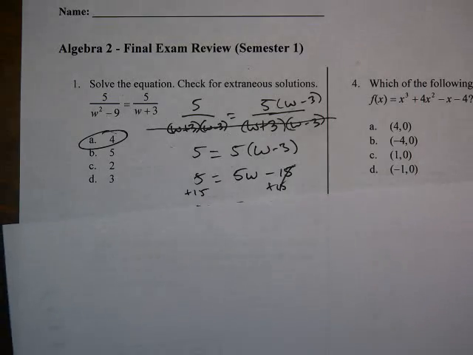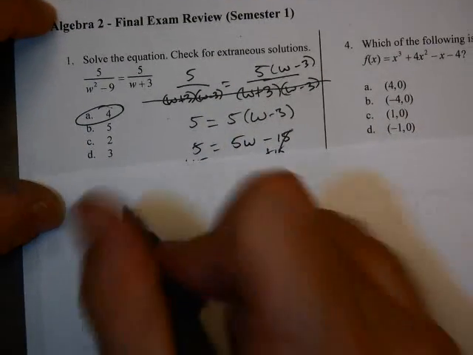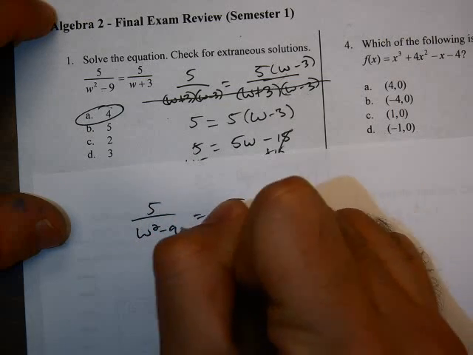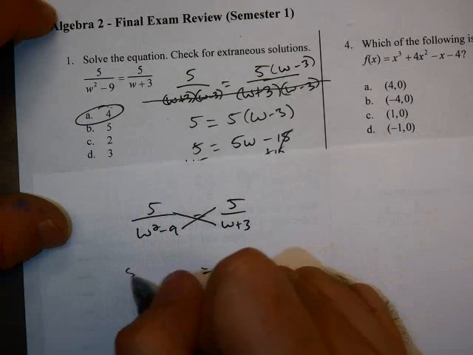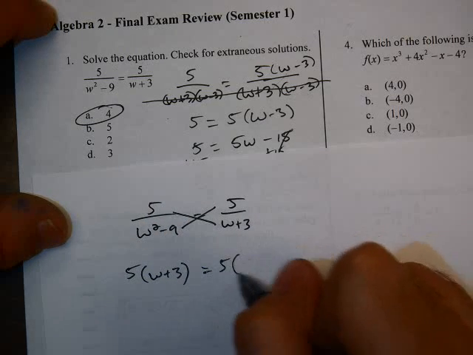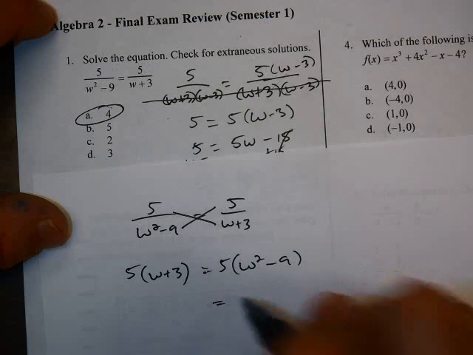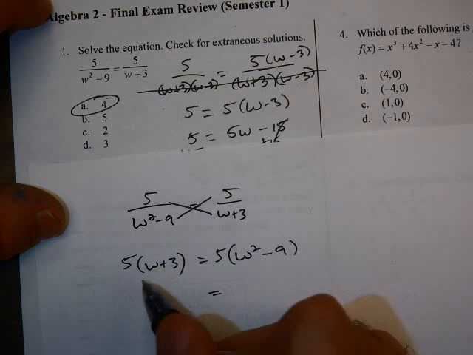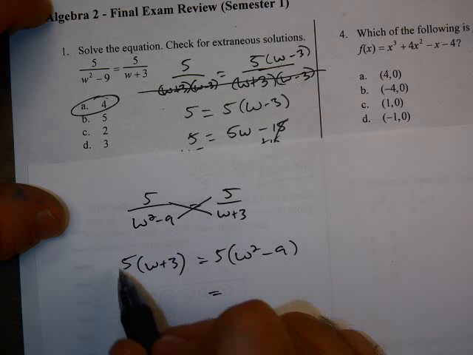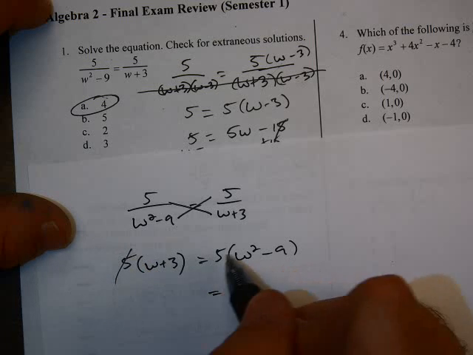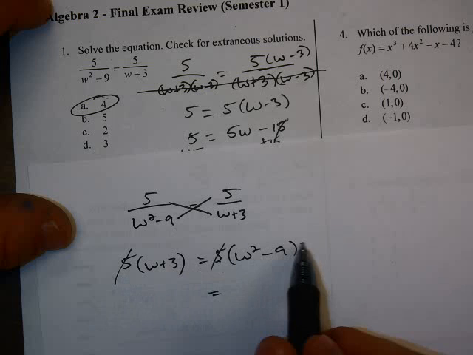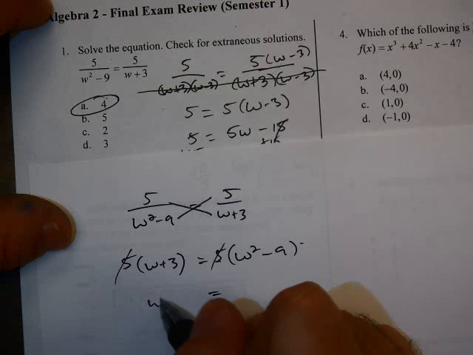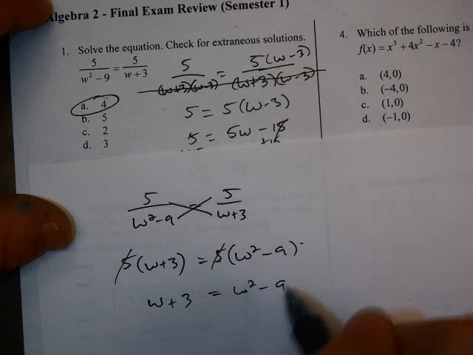Now the other method, if you didn't want to do the factoring, you could take 5 over w squared minus 9 equals 5 over w plus 3. You could cross multiply, where I'm going to get 5 times w plus 3 and 5 times w squared minus 9. Distribute. Or what you could actually do, one little trick, you could distribute the 5s, but if you look at both sides, I can actually cancel these 5s because they're not separated by any addition or subtraction outside the parentheses. I can get rid of those factors, so I'm left with w plus 3 equals w squared minus 9.